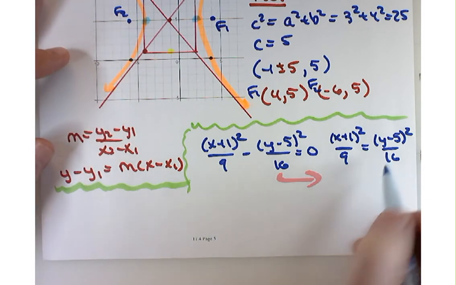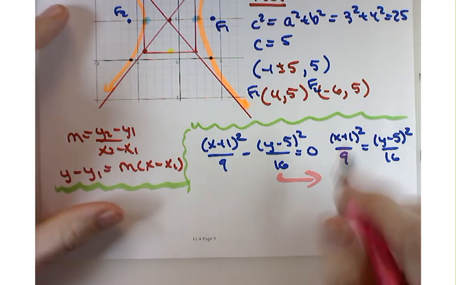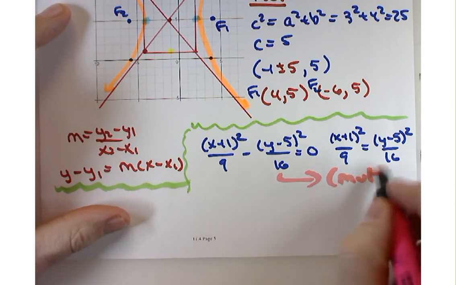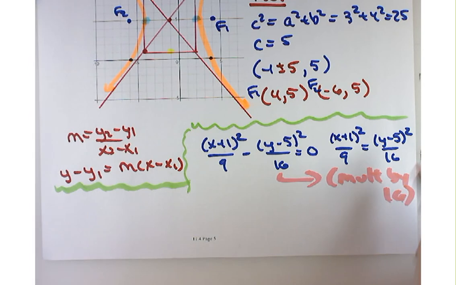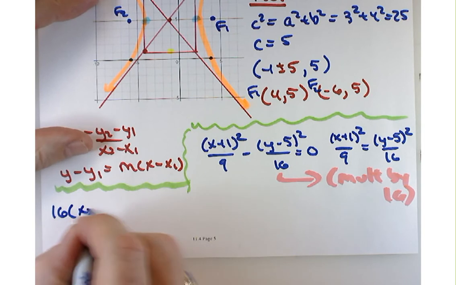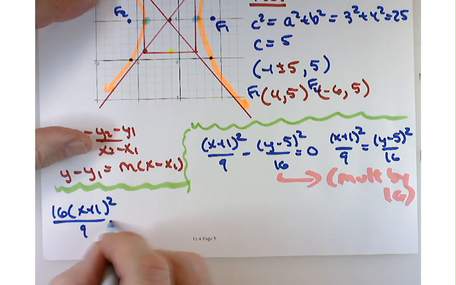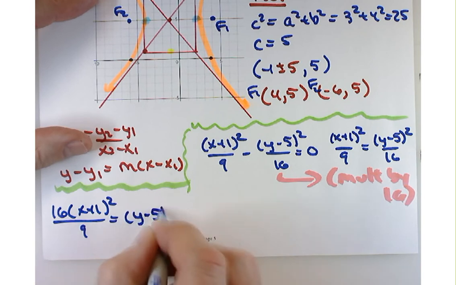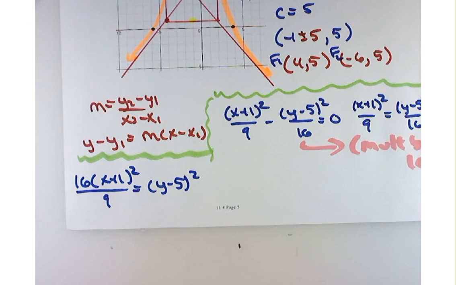And then I'm going to multiply both sides by 16, because I want to get rid of the denominator on the right-hand side. So that's the second step here. And that gives me 16 times (x plus 1) squared over 9 equals (y minus 5) squared. Okay, I'm getting a little closer.